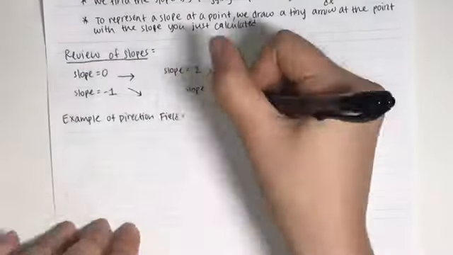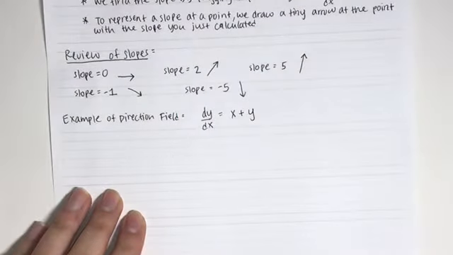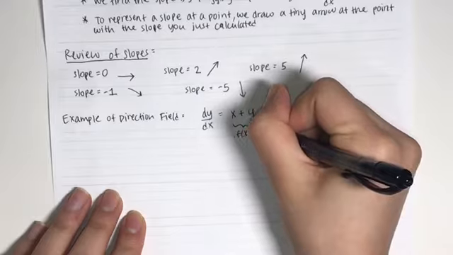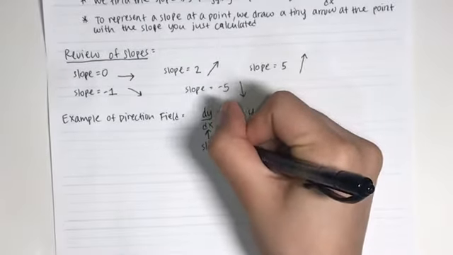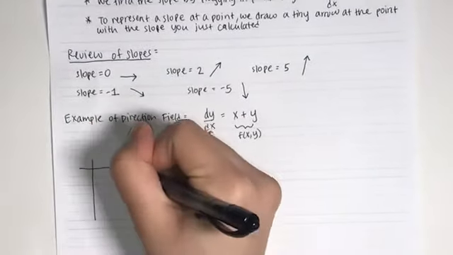Let's do an example of a direction field using what we just learned. So if we have a differential equation, dy over dx equals x plus y. So x plus y is our function of x and y. Dy over dx is our slope. The best way to solve these problems is to make a chart.